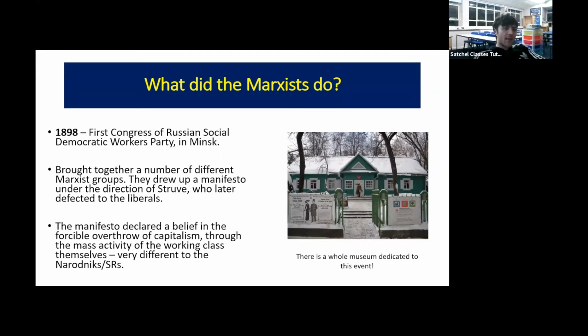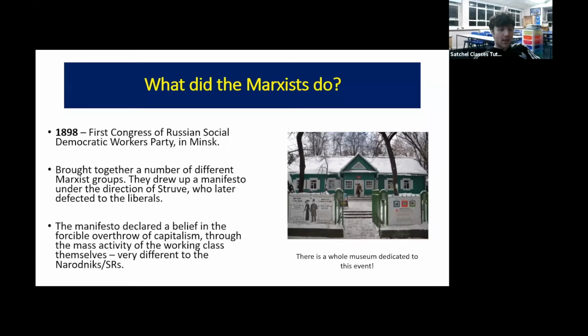And while they were there, they drew up a manifesto. So that's a program of their ideas, what they want to happen. And that was under the direction of Pyotr Struve, who, if you've been following this course on Satchel so far, you will know about as a liberal leader. He was someone who later defected to the liberals.